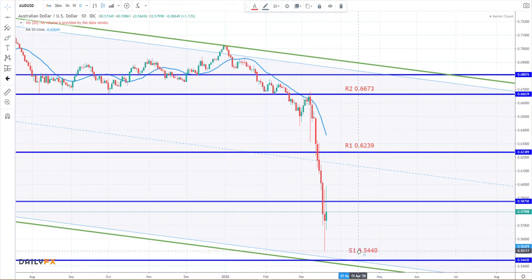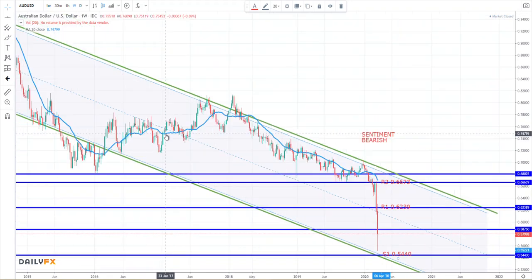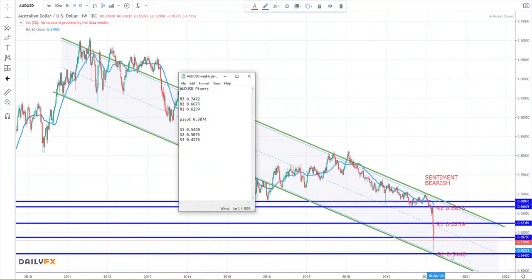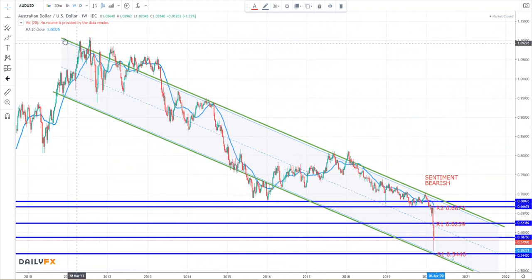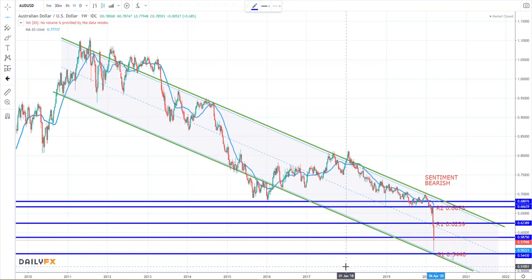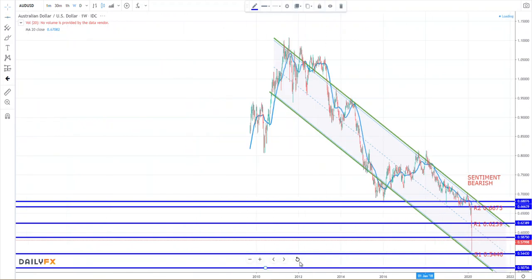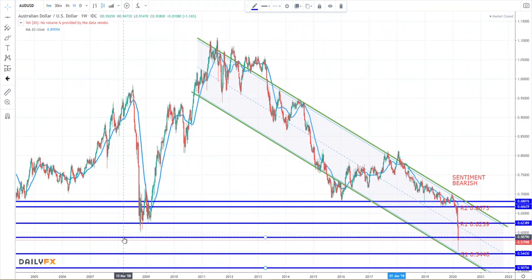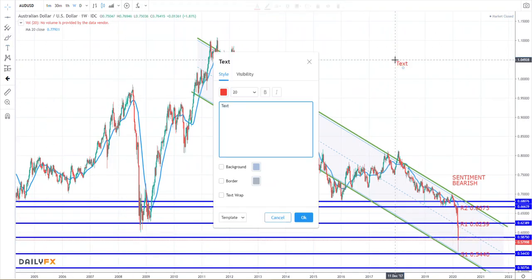Now, in order to see what would happen if that breaks, let's go ahead and zoom back out to our weekly. We see S1 there at 54.40, S2 at 50.75. So that would be right there. How does that look historically? Okay, that's our 2001 marks, where price visited in 2001.